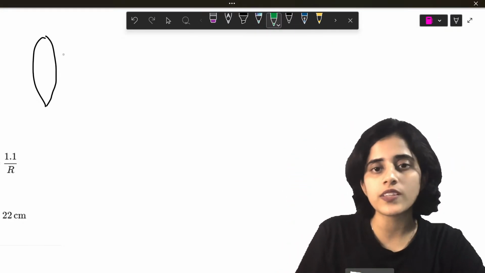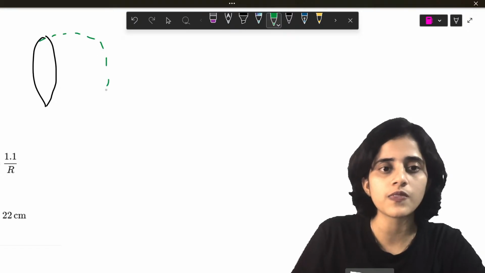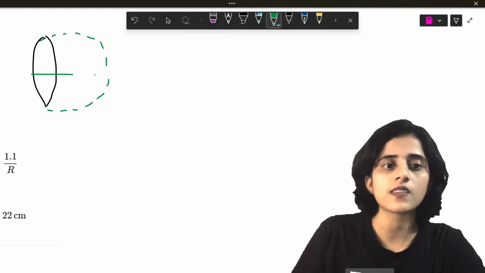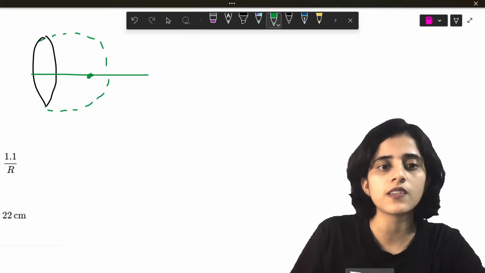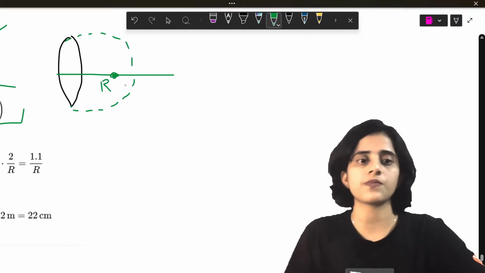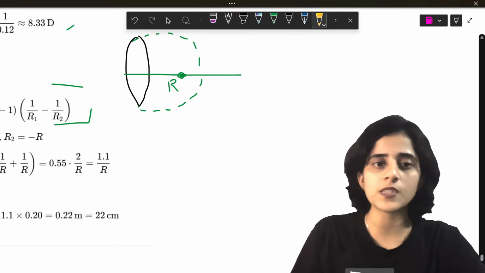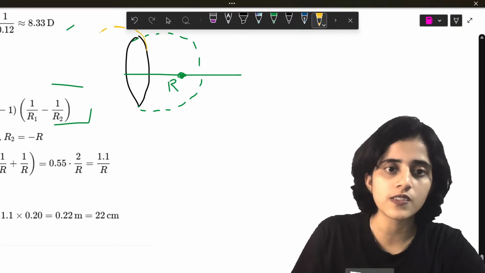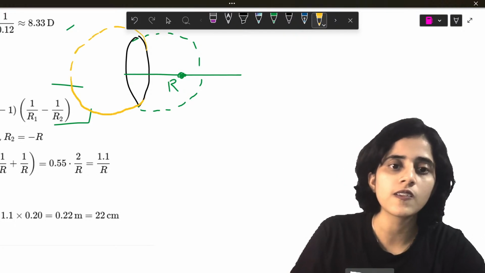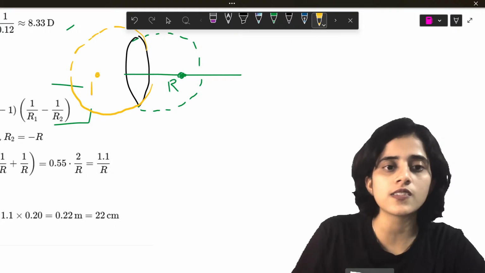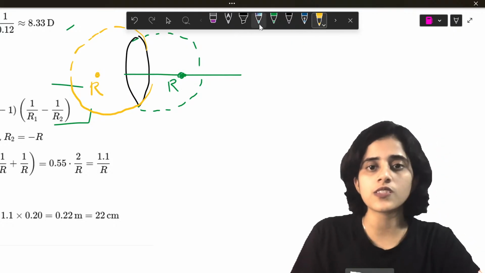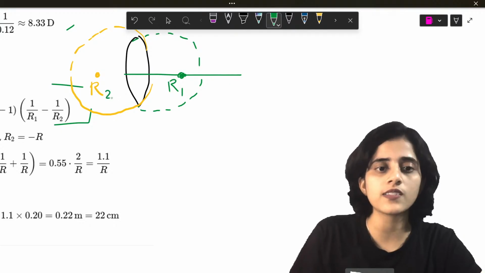So with respect to this surface, this is going to be the radius of curvature. Now, with respect to this surface, this is the radius of curvature. So this is R1, this is R2.